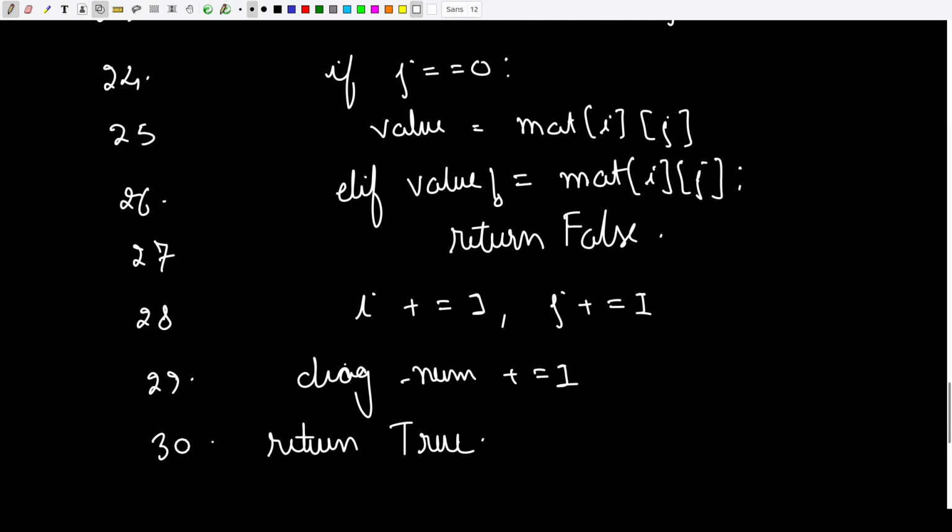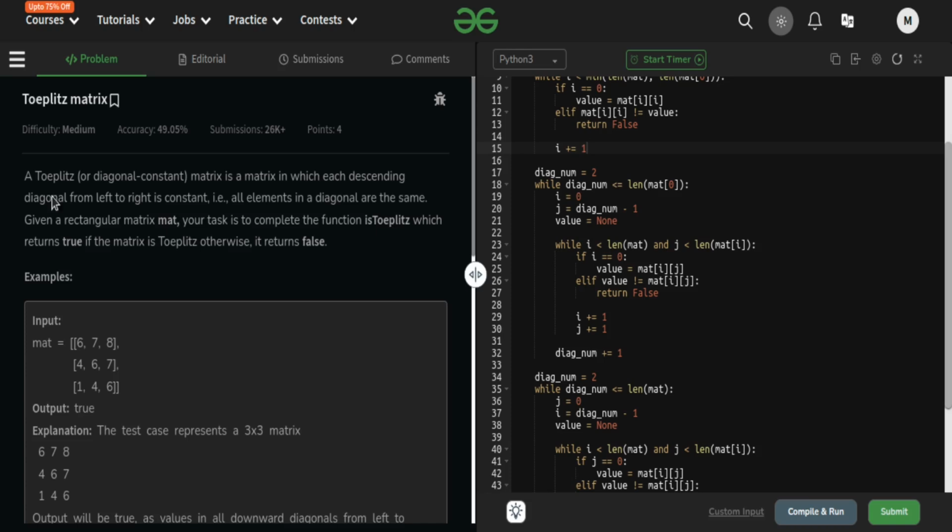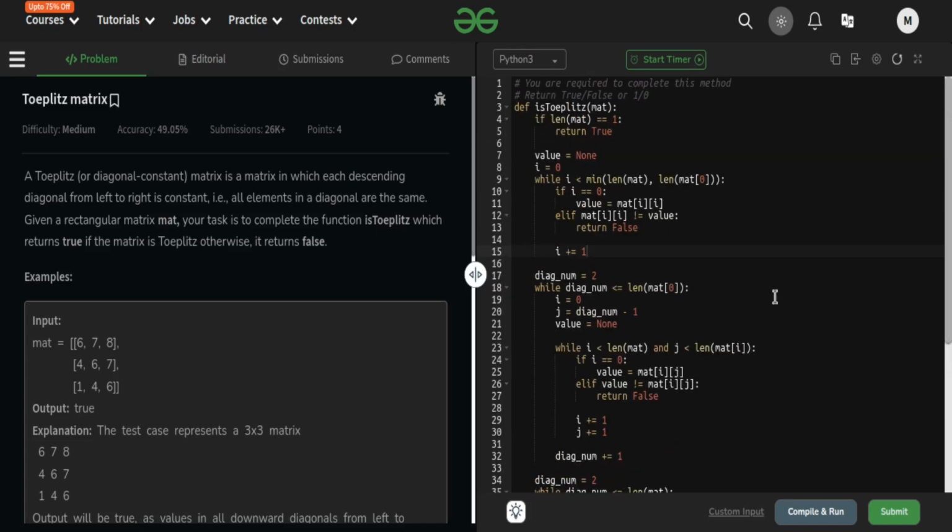So that's the pseudocode, folks. Now let us see how we have implemented this in Python. So the implementation is pretty much the same. So the first case is the base case, where the matrix is of dimension 1 by n. In that case, we can return true. Otherwise, we are checking the middle, lower, and upper diagonal.